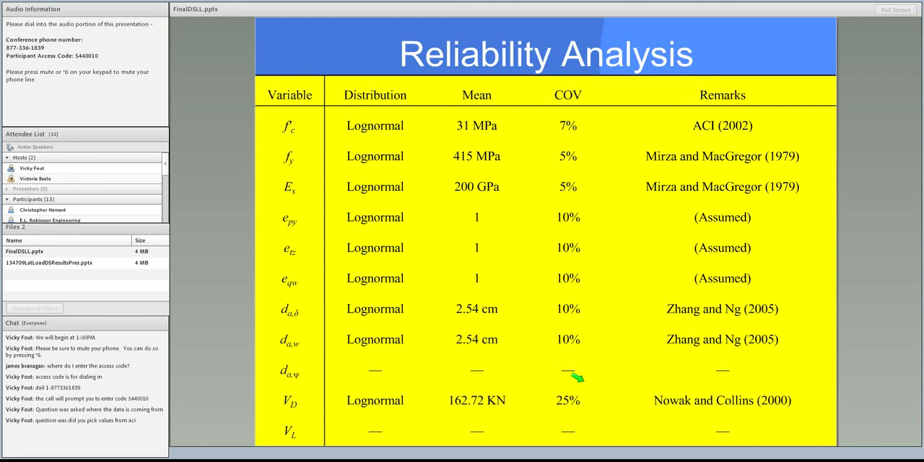And here's the old design. The diameter is 42 inches, the length is 83 feet, reinforced by 12 number 11 bars, and the cover thickness is 3 inches. The reliability analysis says that if you use this design, you will end up with a failure probability of about 3/1,000. It depends on what your target reliability is. It may be satisfactory.